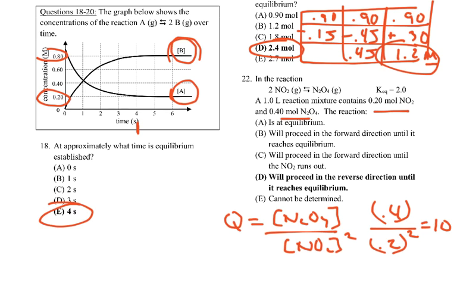Well, 10 is definitely greater than 2, so when Q is greater than K, it's going to shift back toward the reactants, in the reverse direction. So that's why we get this answer here. So it's a Q versus K kind of question. Okay, when you see that we're given some numbers, we say, okay, that's the time to calculate Q.